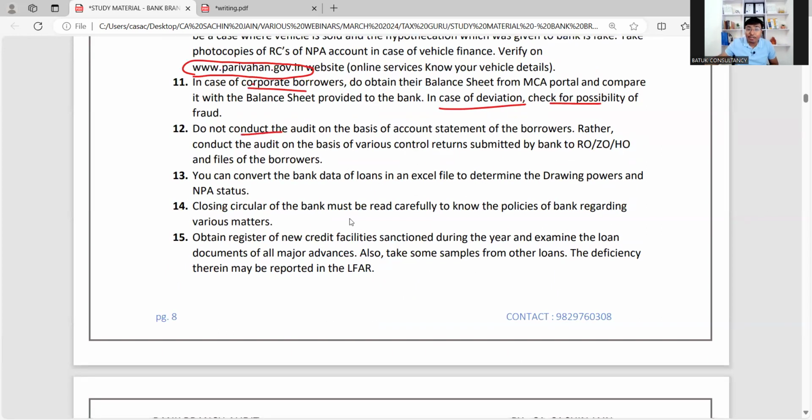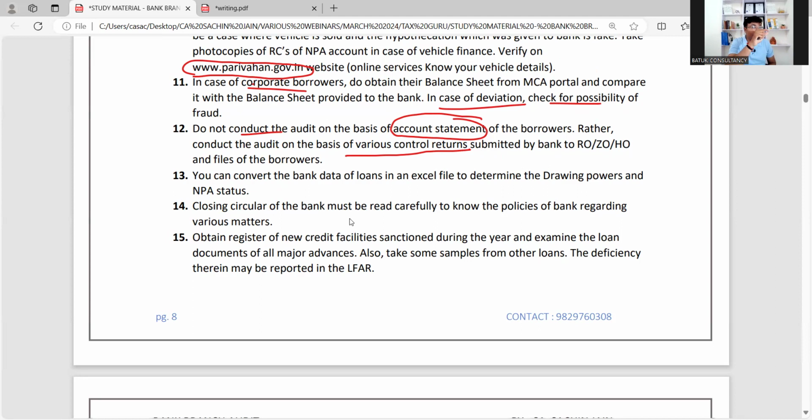Do not conduct the audit on the basis of the account statement of the borrower. Do conduct the audit on the basis of the various control returns submitted by the bank to the regional office, to the zonal office. As we have already covered, the bank has to submit certain control returns on a monthly basis. So we need to conduct our audit based on those control returns submitted.